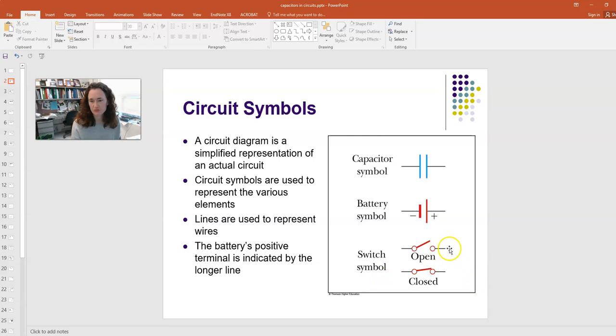Now, switches are represented usually by little circles on the end of wires with a line drawn in between the two circles. If the line does not connect the two circles, then that's an open switch, which would of course mean there's no current flowing in that circuit. And then if you have a closed switch, then current flows in the circuit, and that means that the line should be drawn connecting the two circles, which are meant to represent the terminals of the switch.